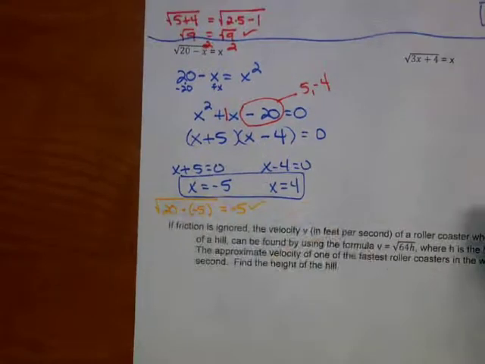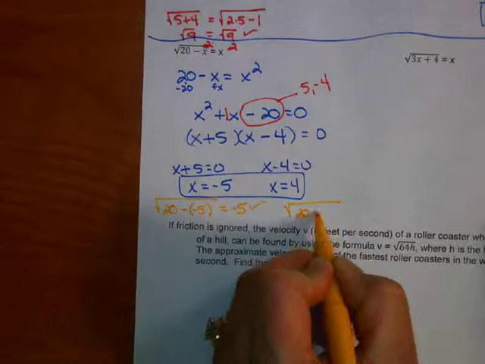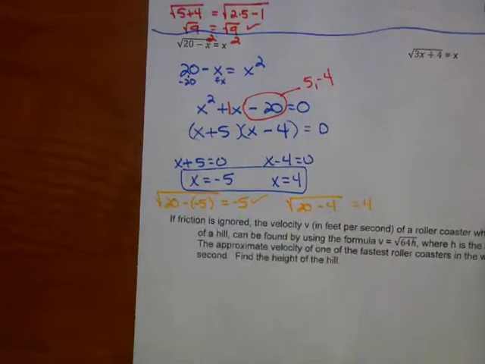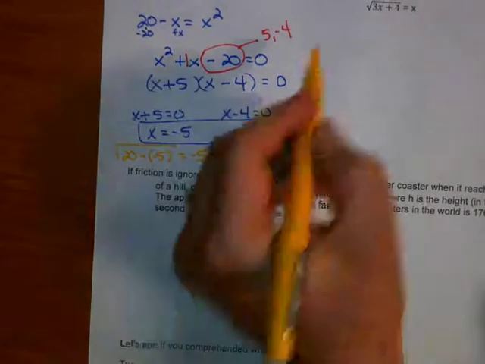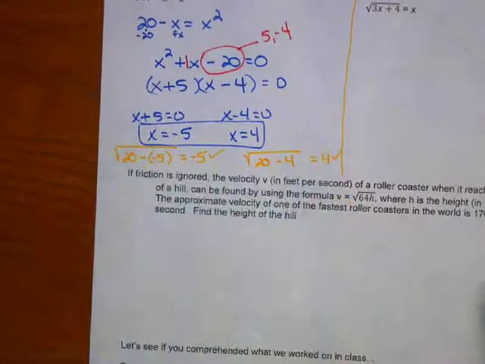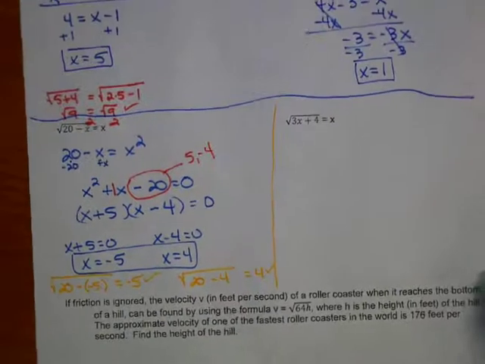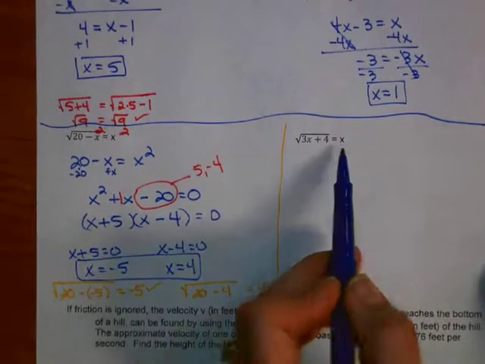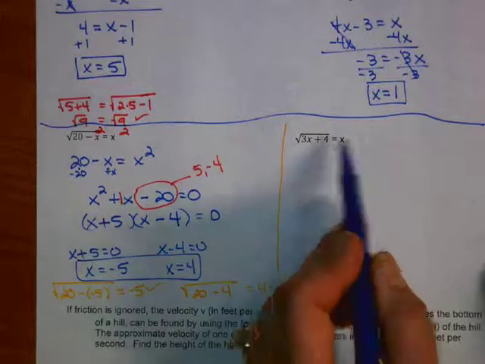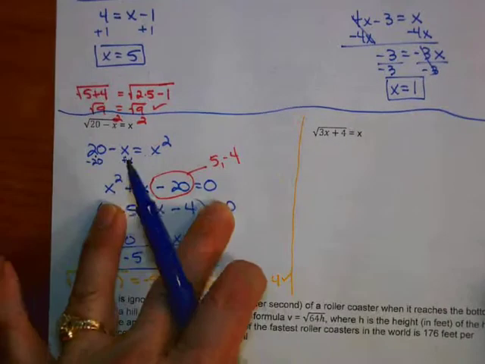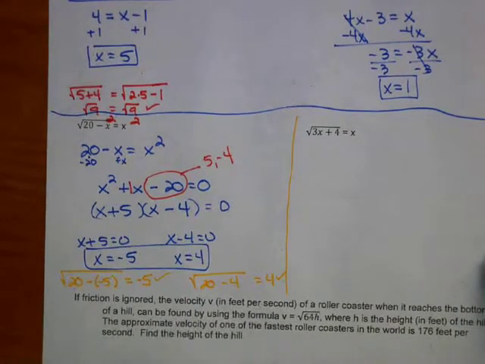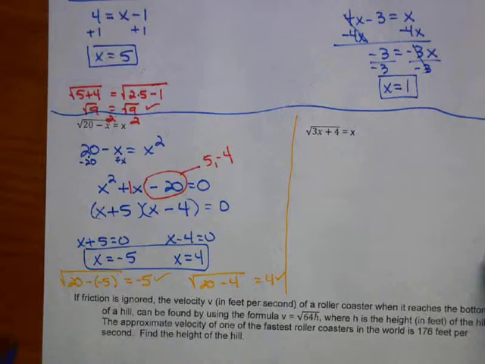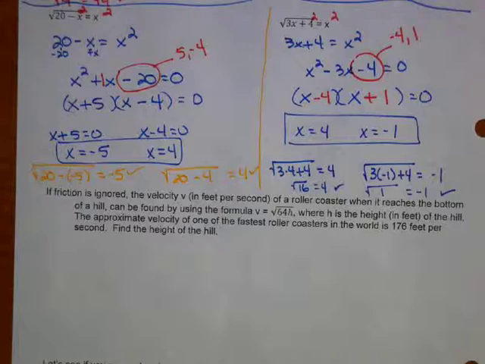Okay, then you stick in 4. Does that equal 4? Square root of 16 does equal 4, so that's all good. So those both work. All right, you try this one. Same process we did here. Follow the steps. And we're almost done. Questions?